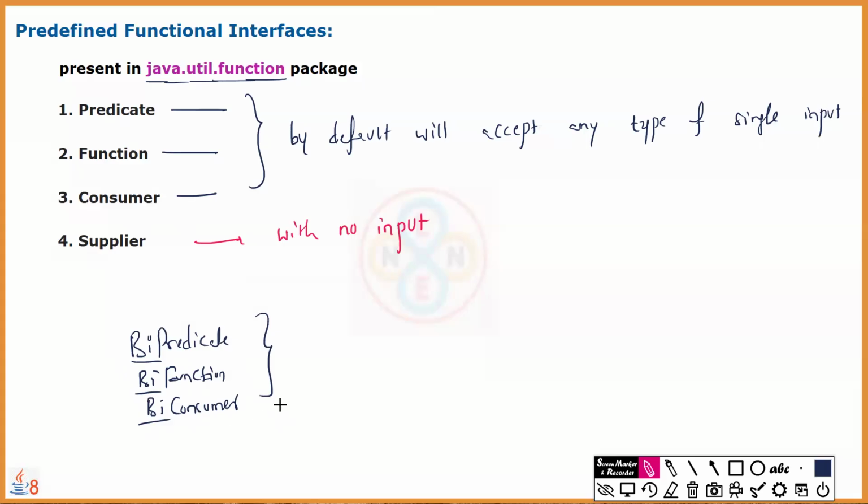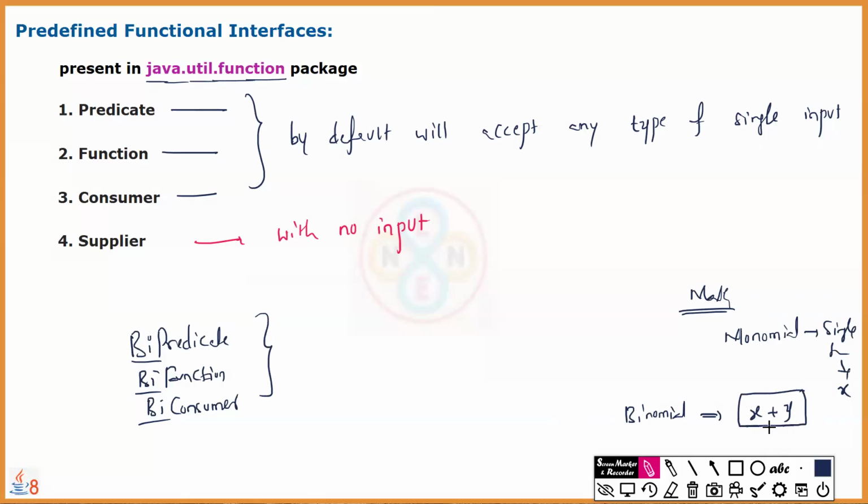Because in the name itself we have the meaning. If you are aware of math terminology, there is something called a monomial, meaning a single term. In the simplest form, it's a single term, like x is a monomial. Then we also have a binomial. What's a binomial? An expression with two terms, x plus y. We can't simplify further. It represents two different terms. That's what binomial means, two terms. Similarly, Bi means two inputs in this programming.